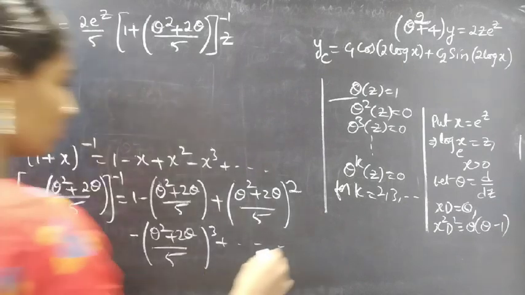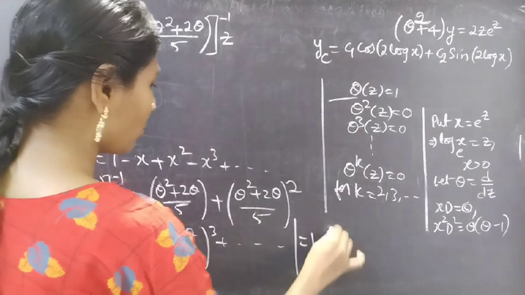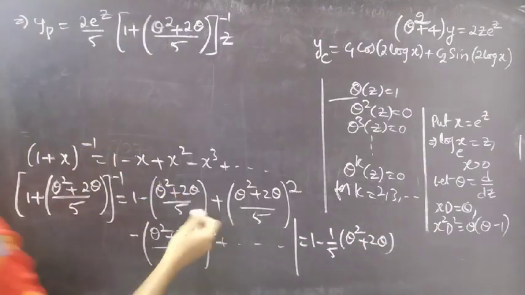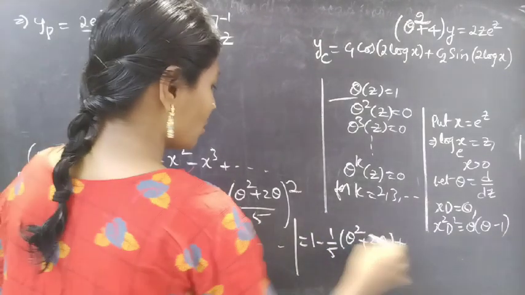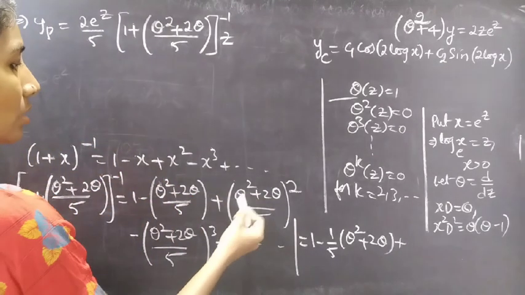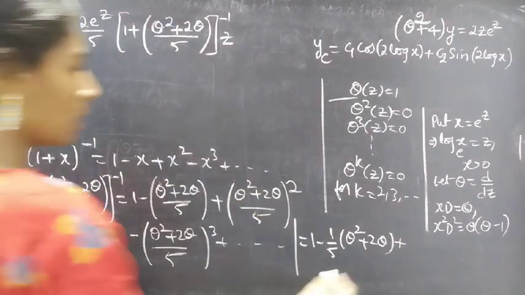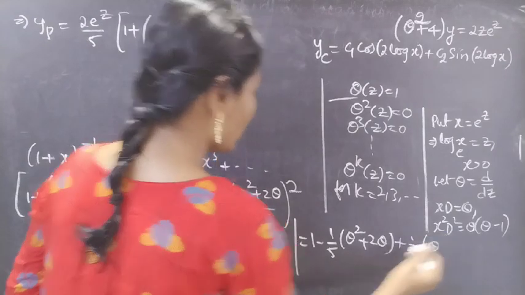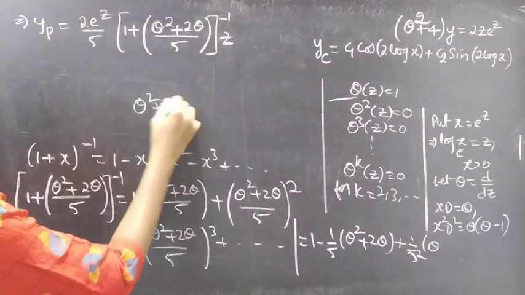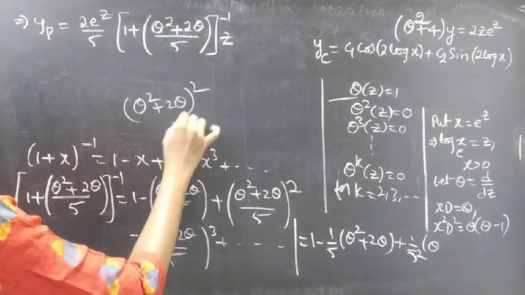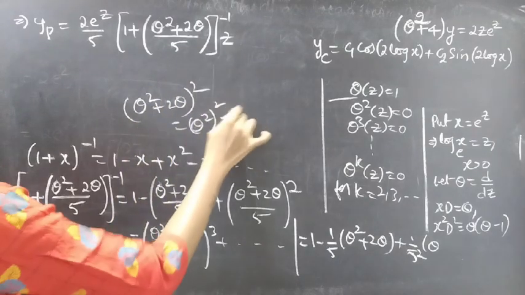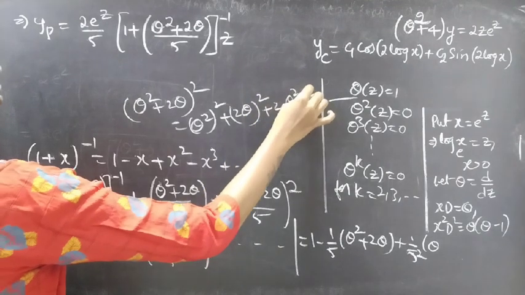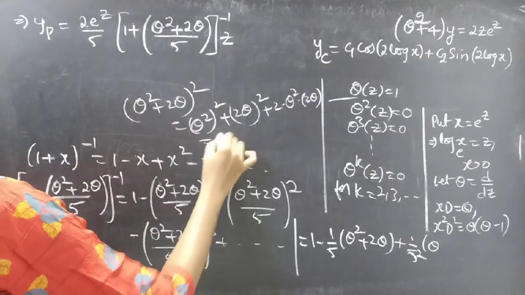This is equal to 1 minus 1 by 5 into (theta square plus 2 theta) plus 1 by 5 square into (theta square plus 2 theta) whole square, right? Let's expand (theta square plus 2 theta) whole square, which is equal to (theta square) whole square plus (2 theta) whole square plus 2 into theta square into 2 theta, which is equal to theta power 4.